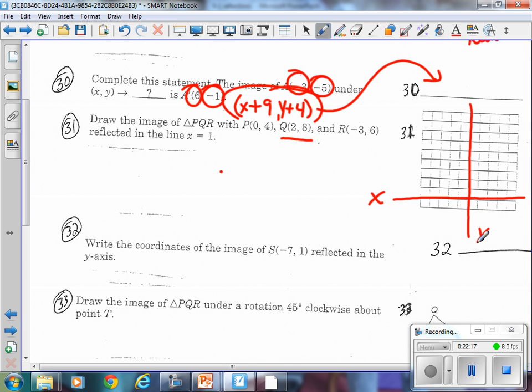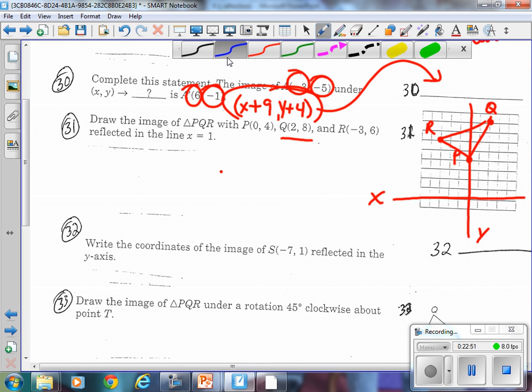And let's graph those. 0, 4, 0, 1, 2, 3, 4. That's P. 2, 8, 2, 2, 4, 6, 8. That's Q. And -3, 1, 2, 3, 2, 3, 4, 5, 6. That's R. Connect those. All right, that's our pre-image.